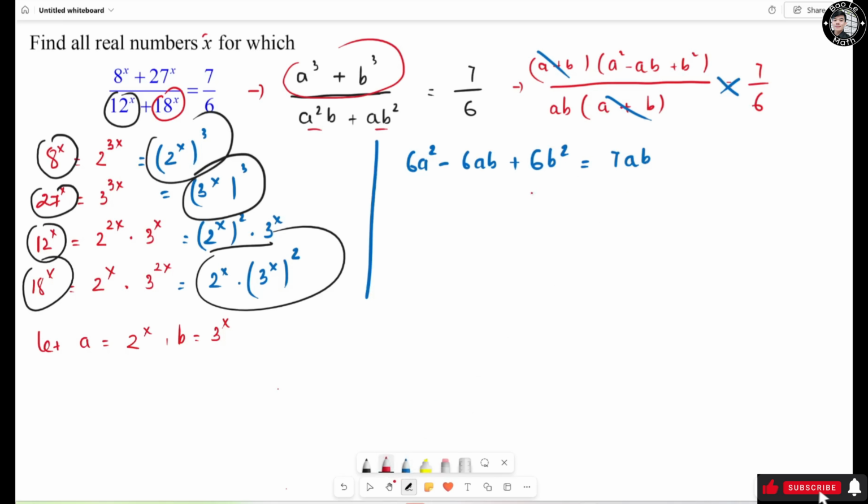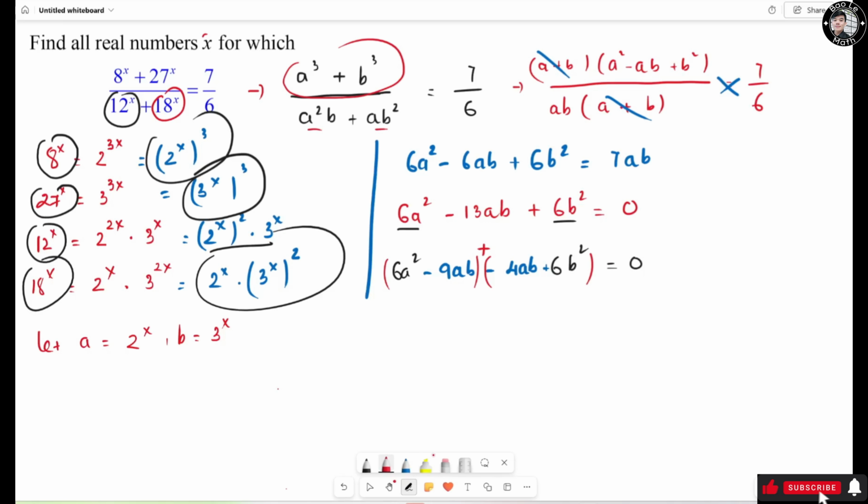Now we're going to subtract 7ab from both sides, so it could be 6a squared minus 13ab plus 6b squared equals 0. Now I'm going to rewrite 6a squared and 6b squared. Negative 13ab can be split into negative 9ab minus 4ab. Now I'm going to group the first two terms right here, and group the last two terms right here, and don't forget to put the plus sign outside.